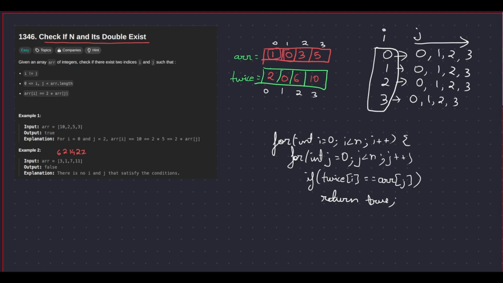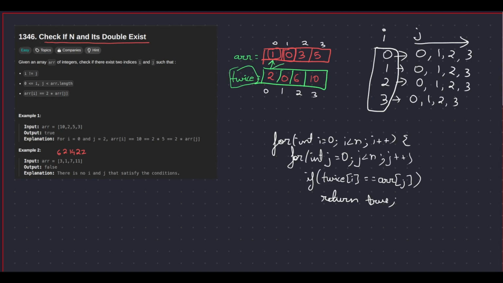For 0 there exists a 0, but it is the same 0 at this position. There does not exist any other 0. The double of 0 is 0, but this is the original 0 we are talking about. There does not exist a duplicate 0 which we can call the double. So what we need to consider basically is, if we start comparing this array's elements with this array's elements, right?